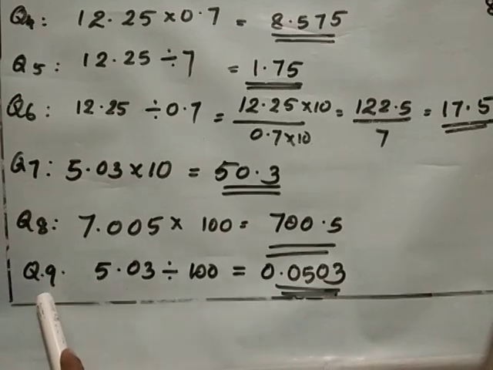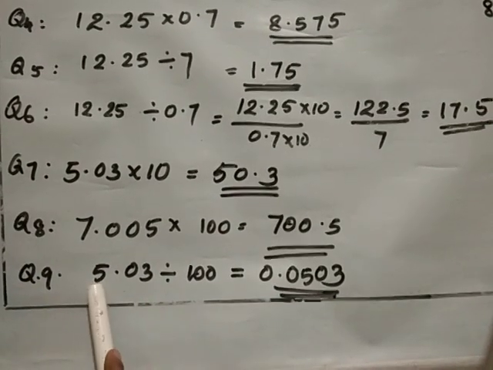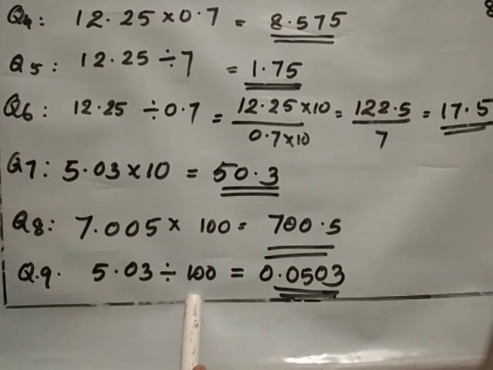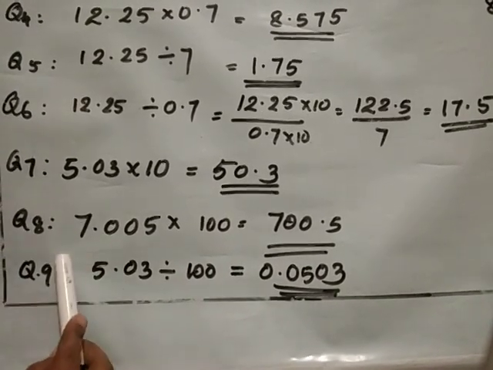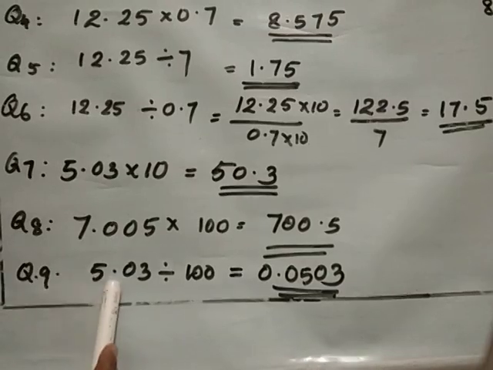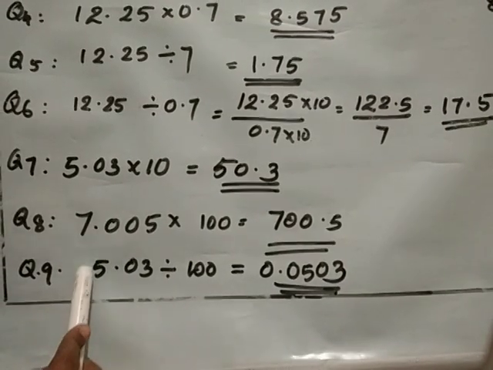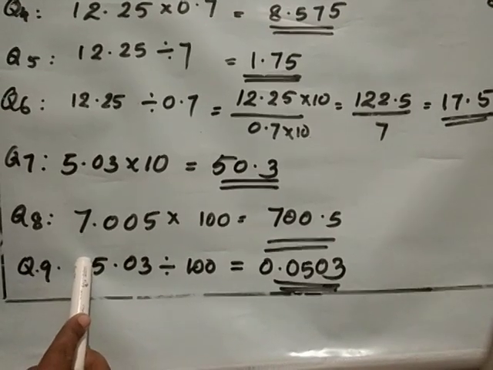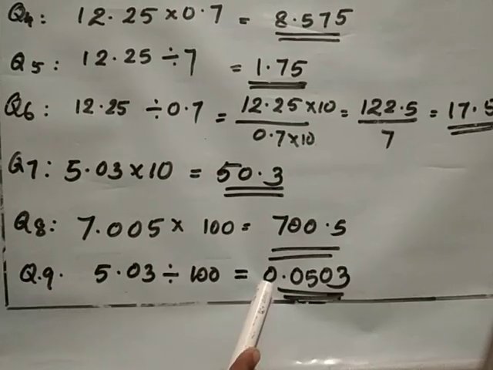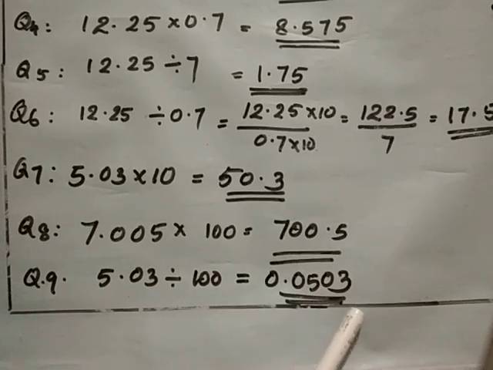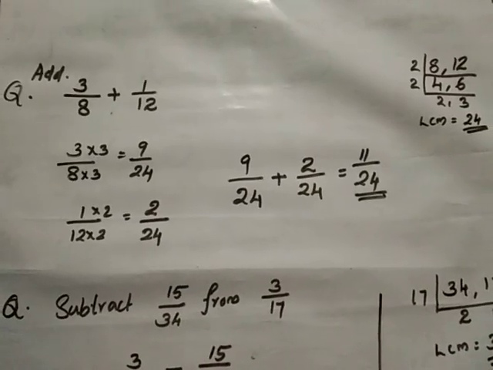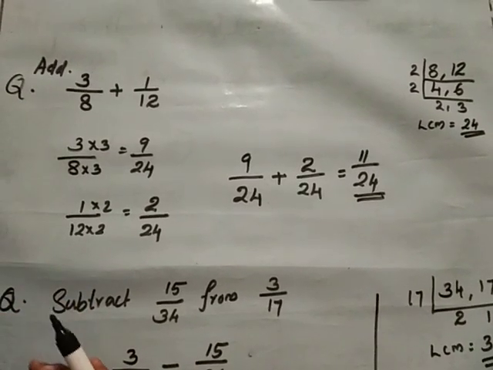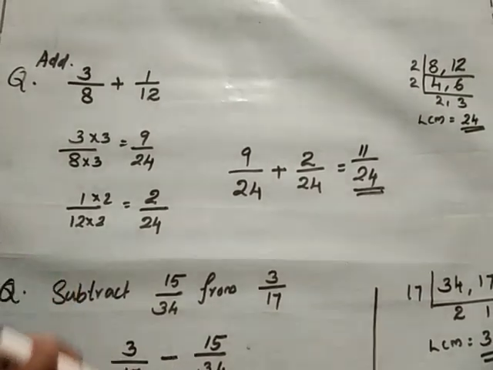Then we check question number 9. Division question. 5.03 divided by 100. In division, the decimal moves to the left side. Okay. Here there is only one digit before the decimal, so to get 2 places we arrange with a 0. That time the answer is 0.0503. Next we check some addition, subtraction, multiplication and division based questions of rational numbers.